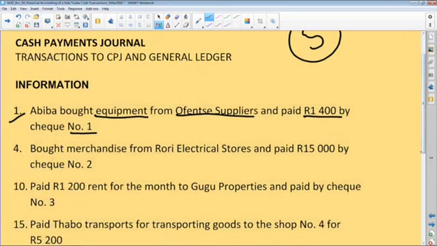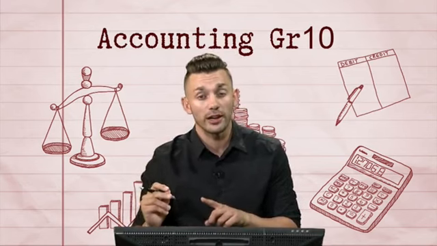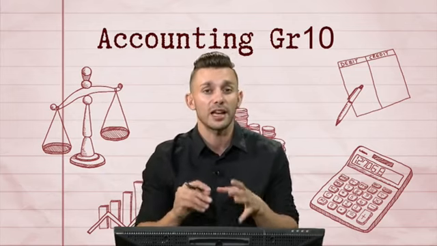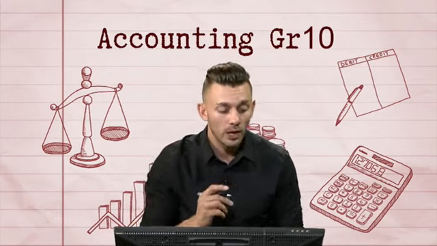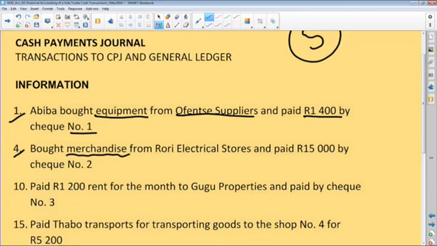On the 4th, we bought merchandise. Now guys, remember, what words will I use in my account? Merchandise is the same thing as trading stock or trading inventory. So we will use an account called trading stock or trading inventory. We won't have a merchandise account. We won't have a goods account. We won't have a products account. We will have an account called trading stock, and that's what we will use. Now, we bought merchandise on the 4th from Rory Electrical Stores. So again, that's where we're buying from. We are paying them 15,000, and we're paying by check number 2.